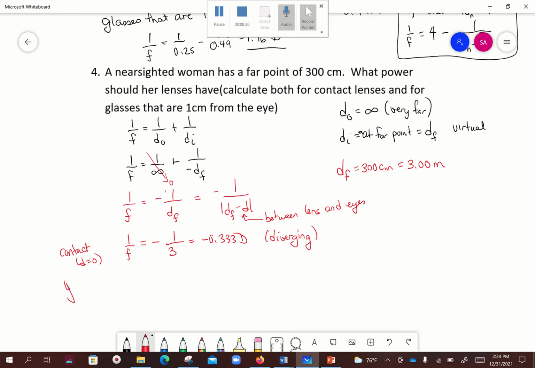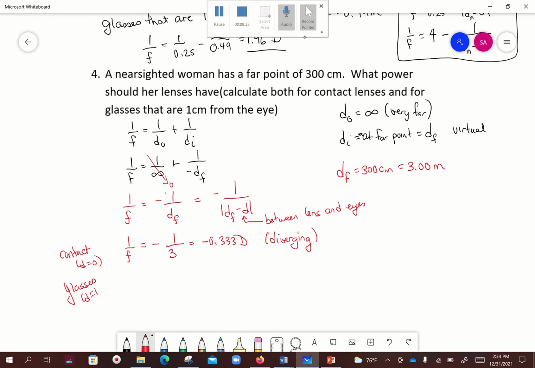All right, what if they wear glasses? So she's wearing glasses where little d is 1 centimeter, so that's 0.01 meter. In that case, 1 over f is equal to minus 1 over 3 minus the distance between her eyes and her glasses. Converted to meters, it doesn't make much of a difference, does it? It's just going to be 2.99. And I get negative 0.334 diopters.